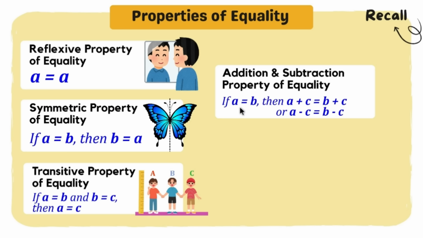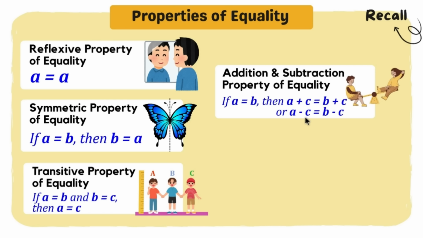Halimbawa dito, we have here if A is equal to B, then A plus C is equal to B plus C. Whatever we add on the left side of the equation, nag-add tayo ng C, yun din po ang i-add natin sa right side. Now, whatever we subtract on the left side of the equation, just like this, A minus C, ganun din po yung isusubtract natin sa right side. So, B minus C as well. So, yun po yung addition. Itong nag-add tayo ng C, and then subtraction, ito po yung nag-subtract tayo ng C or any value.